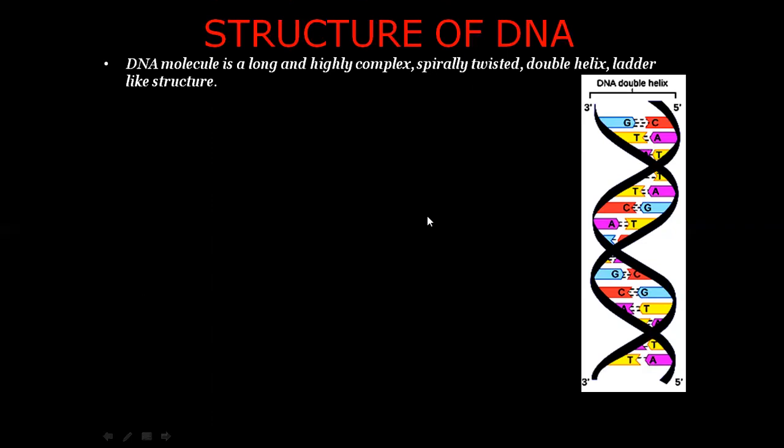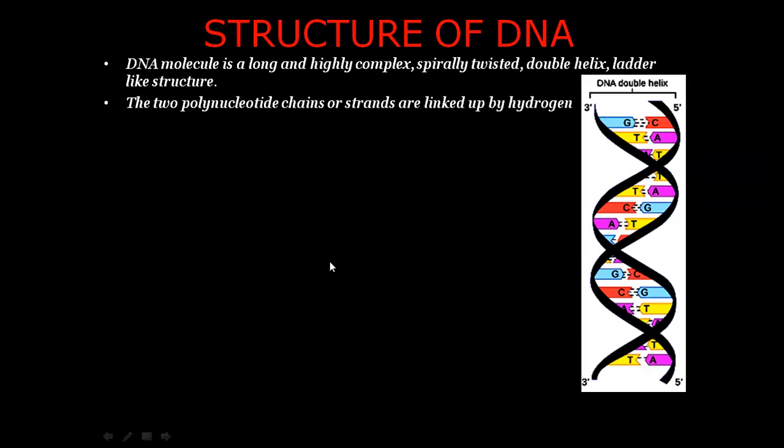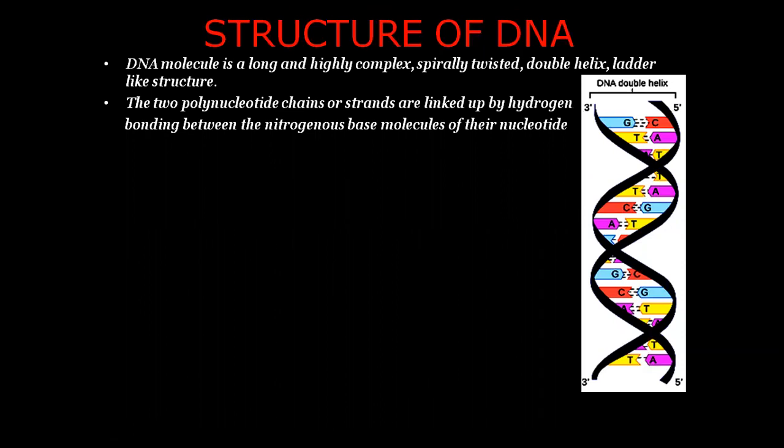The DNA molecule is a long and highly complex spiral twisted double helix ladder-like structure, which you can clearly see on the screen. The two polynucleotide chains or strands are linked by hydrogen bonds, as I have told you, between the nitrogen base molecules. So the nitrogen base molecules form hydrogen bonding.